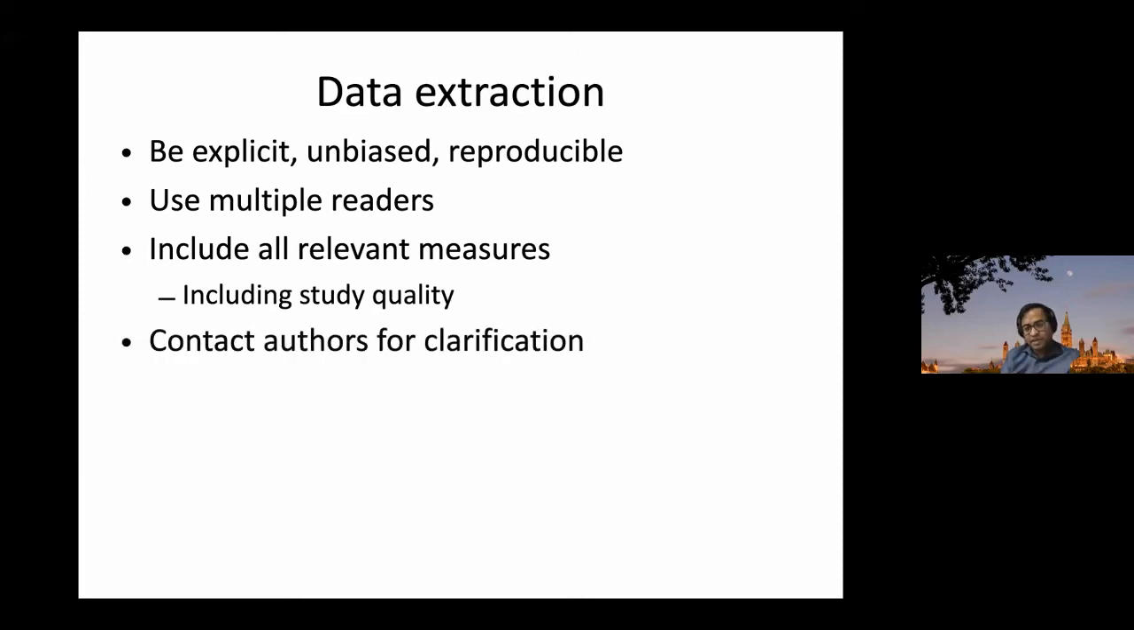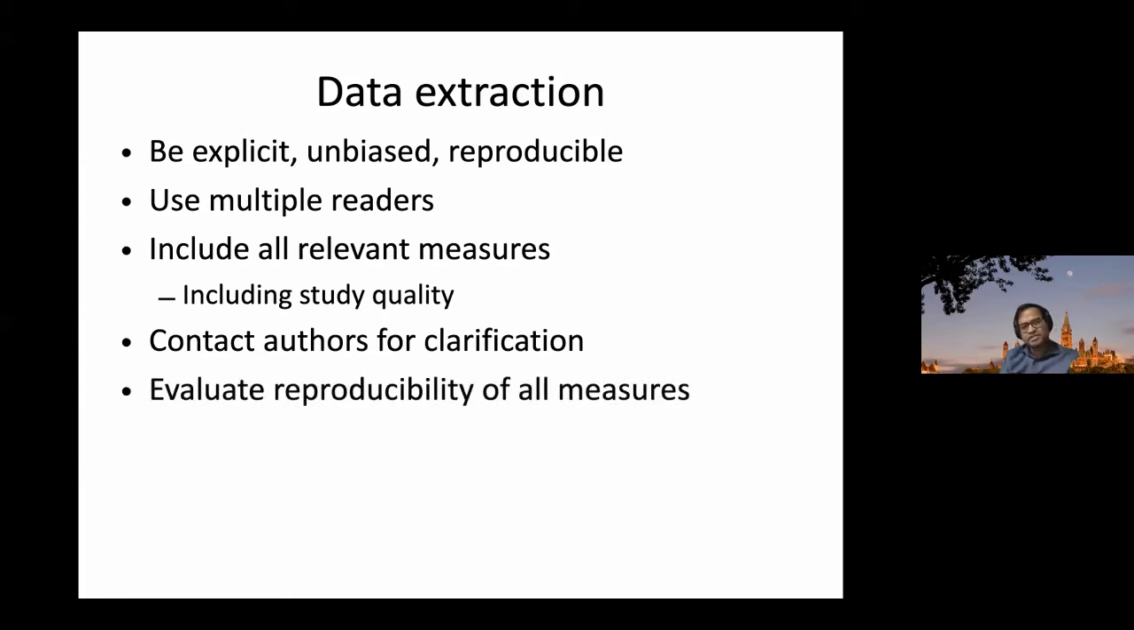If need be, if something is missing, for example they report graft survival, but it's not sure if they include patient survival, or the way it is phrased is patient and graft survival, and you want to find out whether patient survival is different from graft survival, it's fine. It's important, in fact, to contact the authors for clarification. It takes some time. It seems like a thankless task, and you evaluate reproducibility of all measures that you're including in your systematic review.